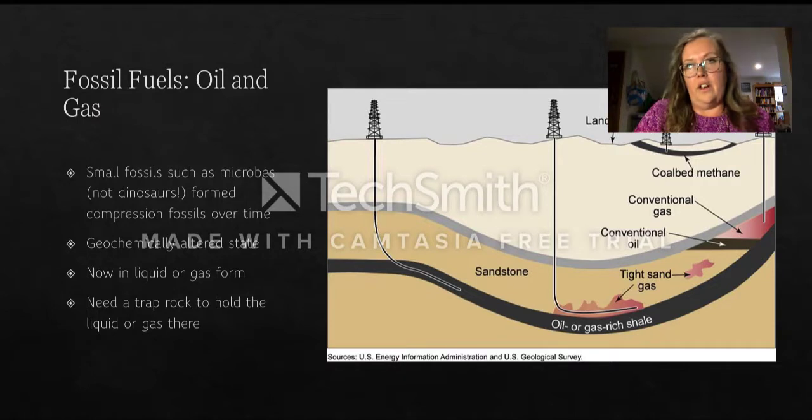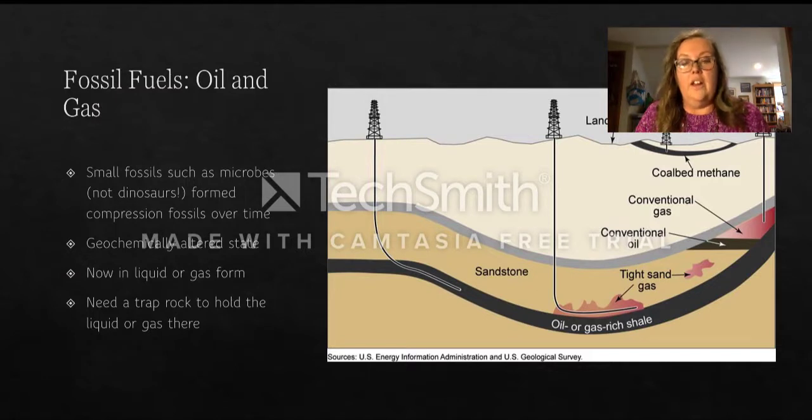Gas is lighter, of course, than oil, which is liquid. There's the conventional oil. And then down even further than that is what they call tight sand gas or oil-rich shale. And so that would undergo even more burial under there.